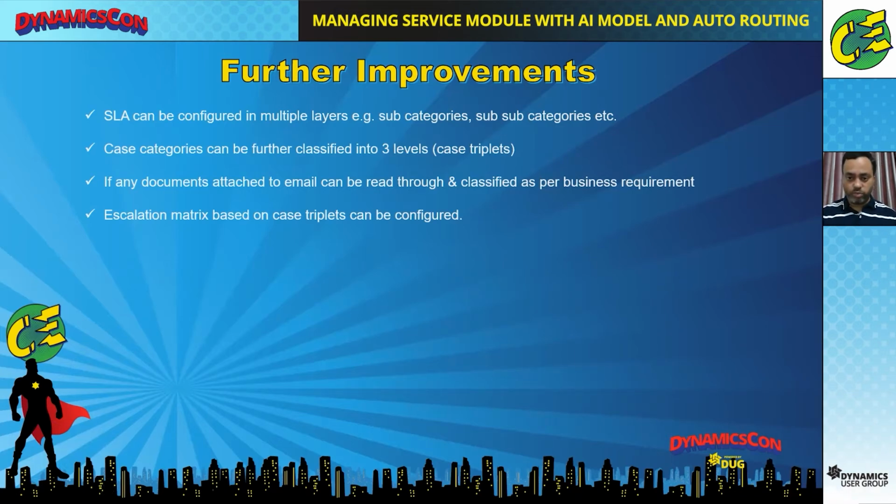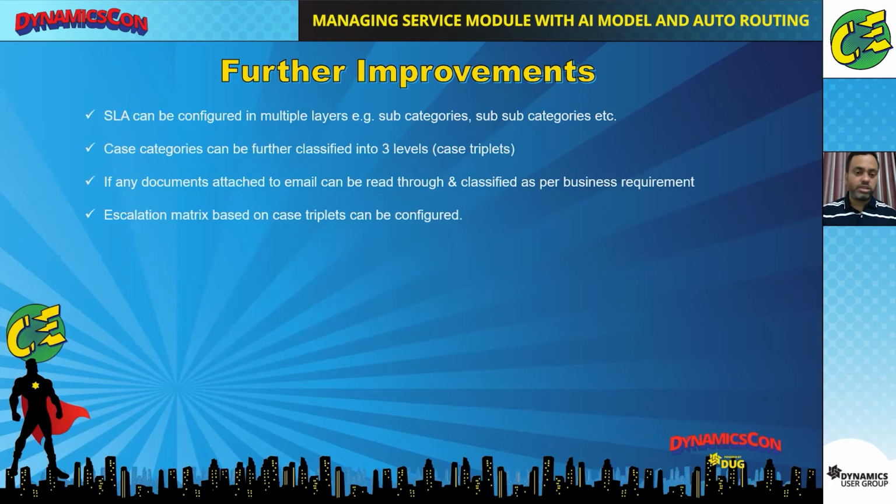One is SLA can be configured in multiple layers. Let's say we want to configure based on subcategory, because currently we used only one subcategory. We can define in future a subcategory if anything is there. Case categories can be further classified into three labels.